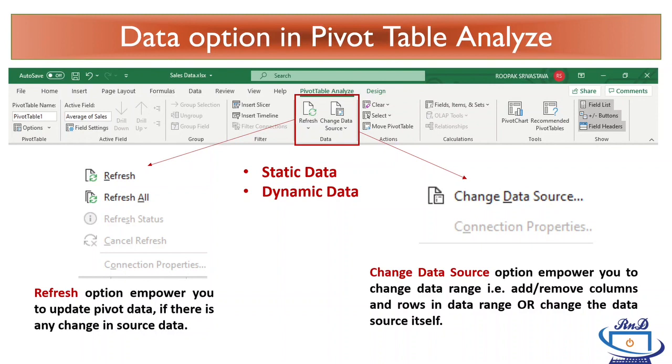Now, if our data is static in nature, I mean there will be no change in the values in the data range, then we don't need to bother. We can easily filter the pivot table, and add some columns or rows in the pivot table.